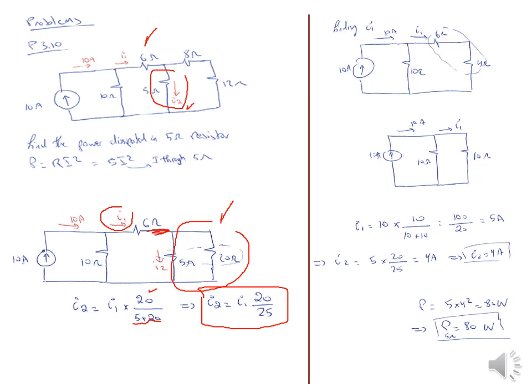كيف بدنا نلاقي ال I1؟ خليني أعمل simplification for the given circuit. يعني ال 5 وال 20 are parallel. Let's replace them with their equivalent which is 5 times 20 divided by 5 plus 20 بيطلع 4 ohm. So أنا عملت circuit reduction. The circuit is replaced by this.